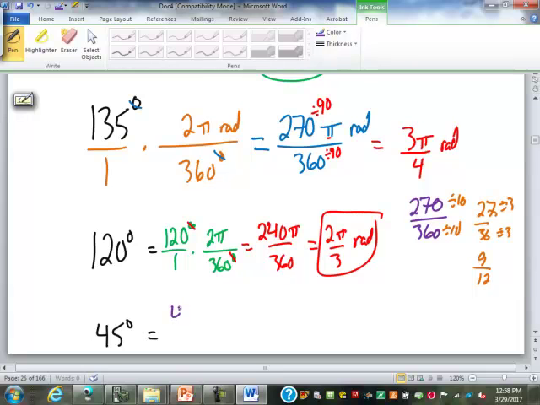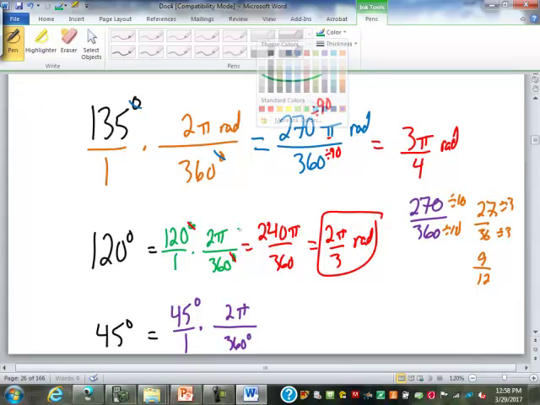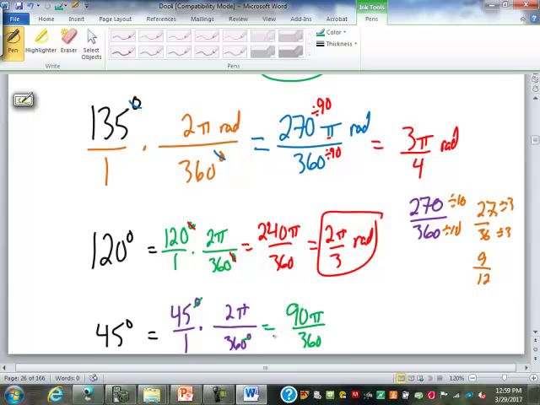So, yeah, 45 over 1 times 2 pi over 360. The degrees cancel. 45 times 2 is 90 pi over 360. Divide by the 90, it's pi over 4 or 1/4. Simple enough.